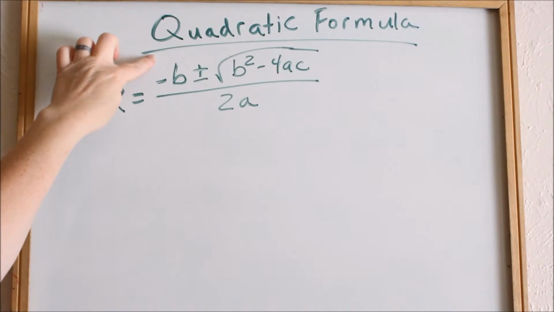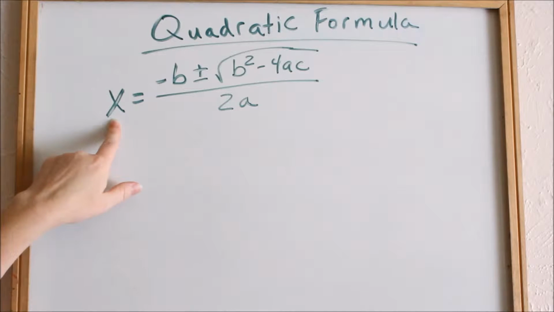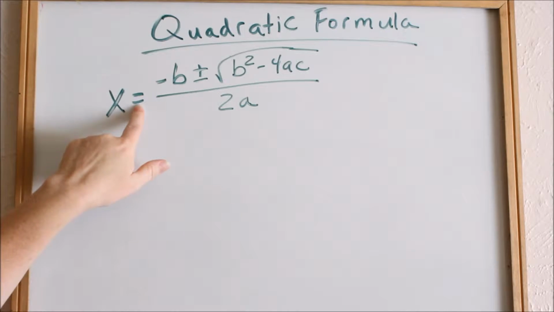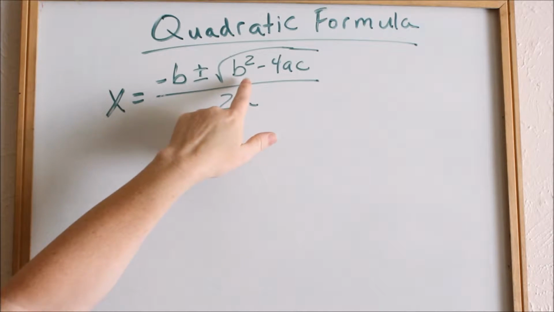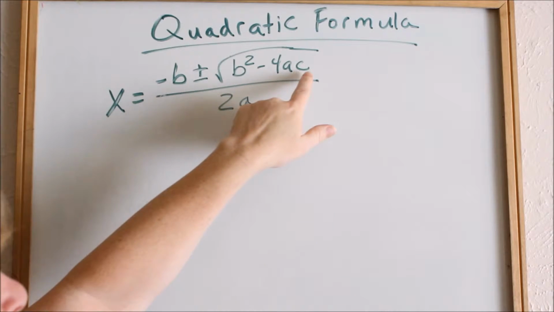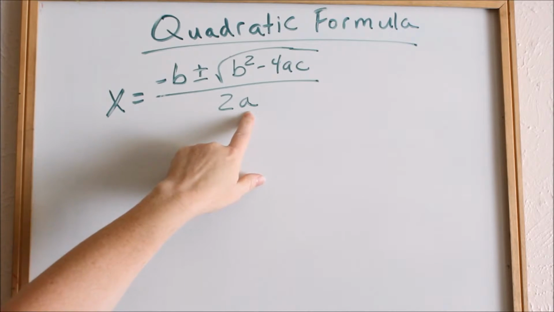Okay, we're going to be doing quadratic formula. What is the quadratic formula? This is the quadratic formula. x equals negative b plus or minus the square root of b squared minus 4 times a times c, all over 2 times a. Great.